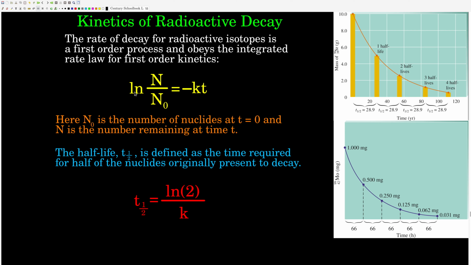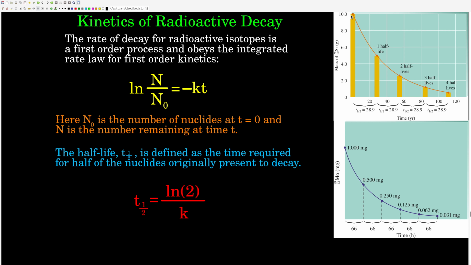The n0's cancel, we get natural log of 1/2. You guys have seen all this, and it rearranges to this. And so these graphs are just depicting the half-life of strontium-90 and then molybdenum-99. The thing about first order kinetics is the half-life is the same for each decay, right? So if the half-life is 28.9 years for the first half-life, it's 28.9 years for the second and third and fourth and continuous, something like that.